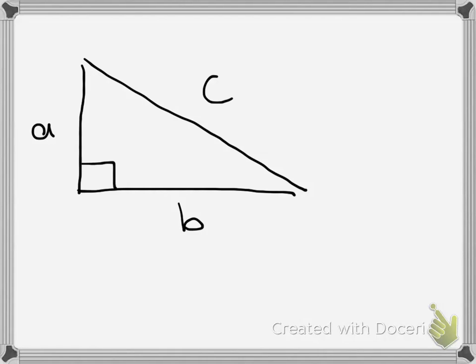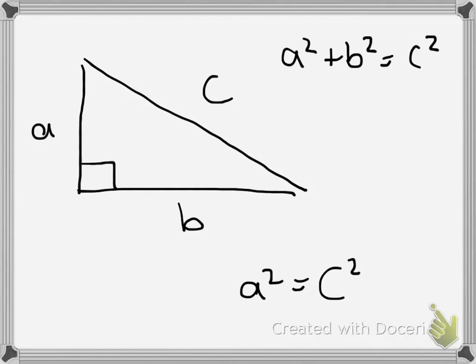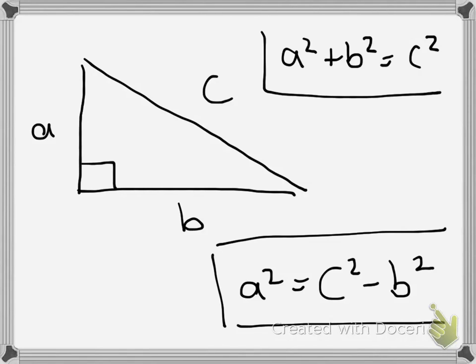So if we're trying to find the hypotenuse, the formula we use is a squared plus b squared equals c squared, because we're trying to find the hypotenuse. And then the other formula is a squared equals, always going to be c squared first, because it's the longest side, minus b squared, and we use this when we're finding the shorter side. So this one for finding the hypotenuse, this one when we're finding a shorter side, so either A or B.